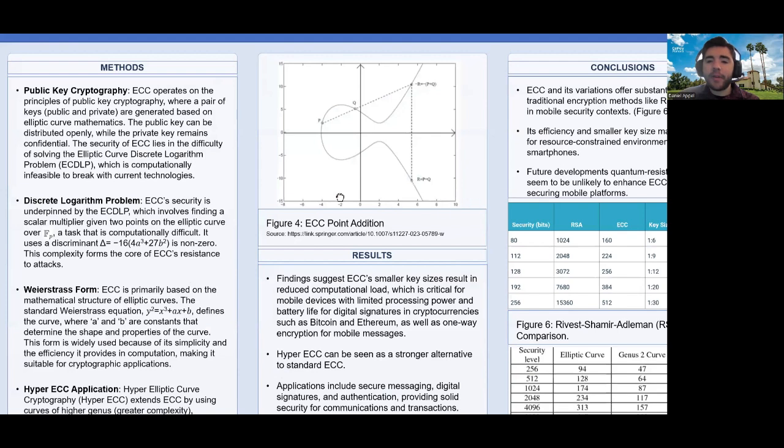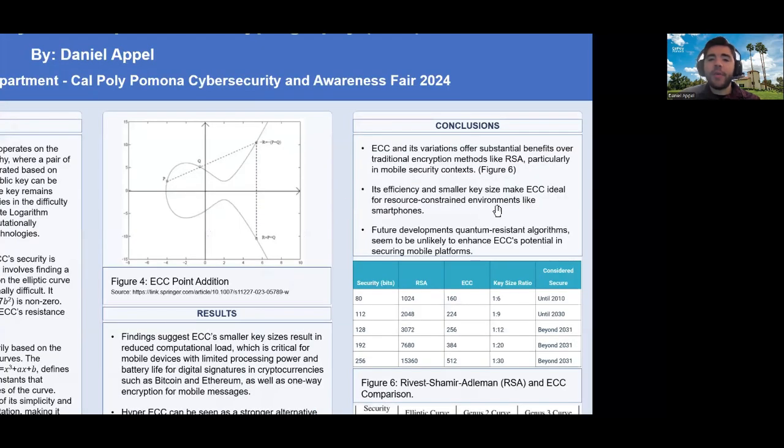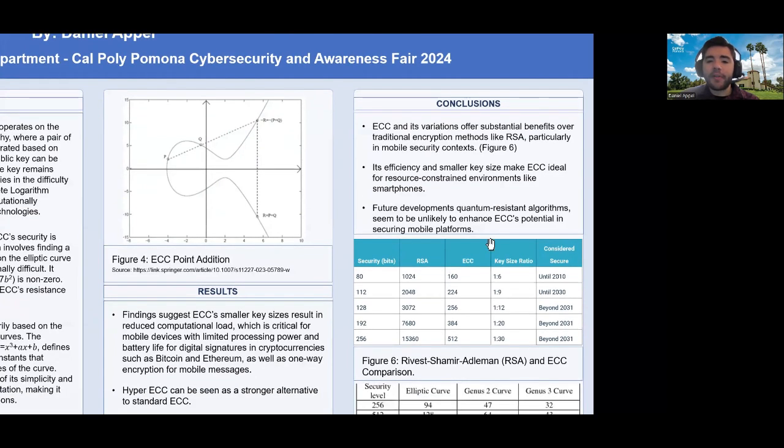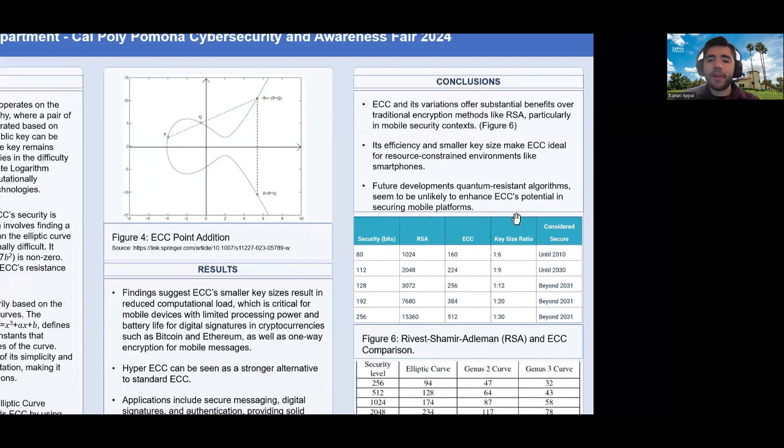And finally, looking at some of the conclusions, we can see that ECC offers a substantial benefit over traditional encryption methods like RSA, and we'll see that in Figure 6. In Figure 6 here, I have a comparison between RSA and ECC key sizes, and we'll see that right now we're looking at about a 1:9 ratio, meaning that ECC is performing at a 9 times better rate than RSA is, and it's just crazy to think that. And this is why a lot of phones are already using it, but not all phones are.